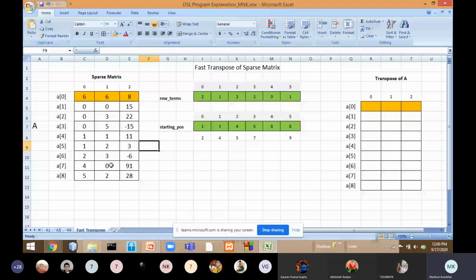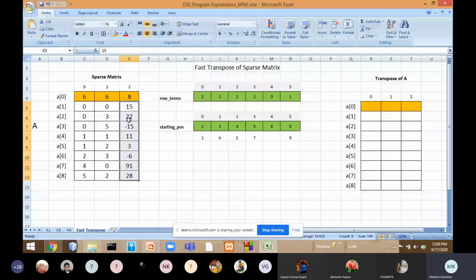This is a triplet representation of this sparse matrix where the zeroth row indicates there are 6 rows, 6 columns, and a total of 8 non-zero elements. So these are the total 8 non-zero elements. Clear? And the respective addresses of these elements are given. Does anyone have any doubt?